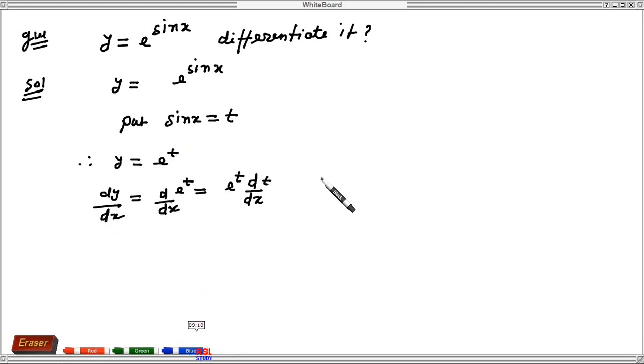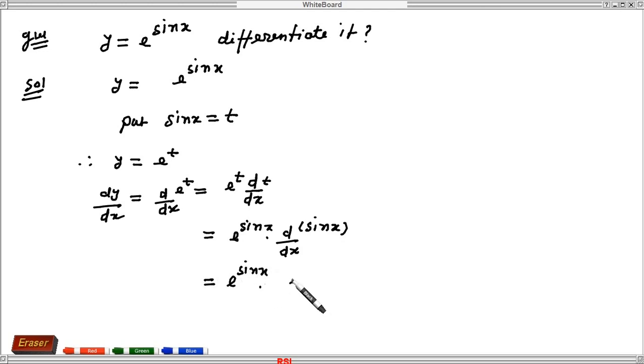But if we do it by the step method, then put sin x equal to t, that is y will be equal to e power t, and differentiate with respect to x. So you will get like this. Now put t equal to sin x, so d/dx of sin x. So e power sin x, d/dx of sin equal to minus cos x. So minus e power sin x into cos x. That will be the answer.